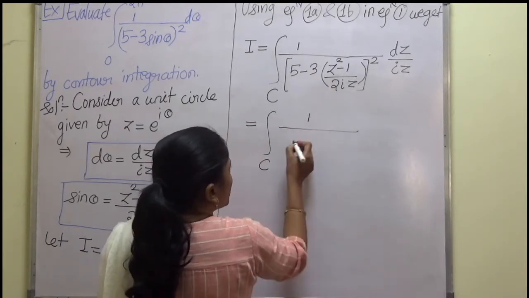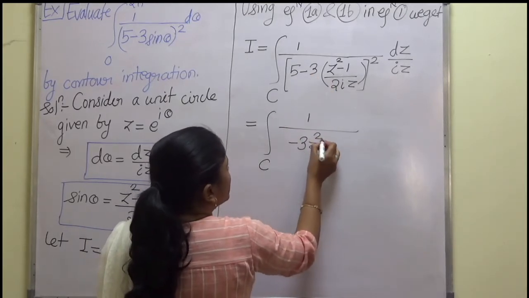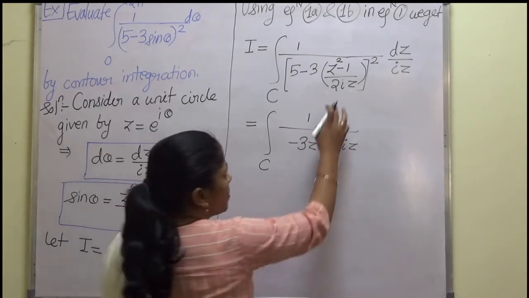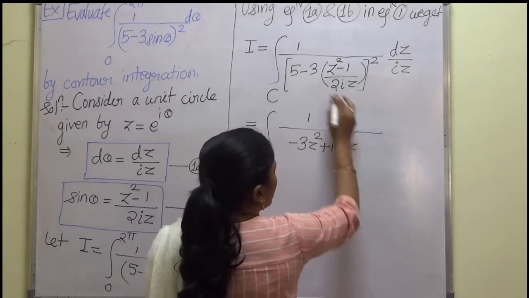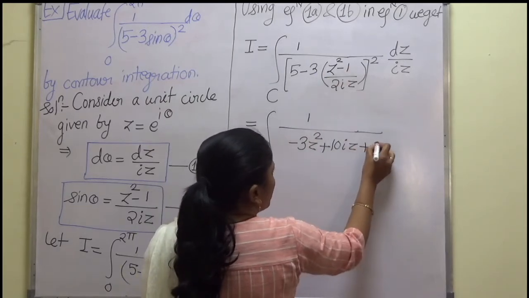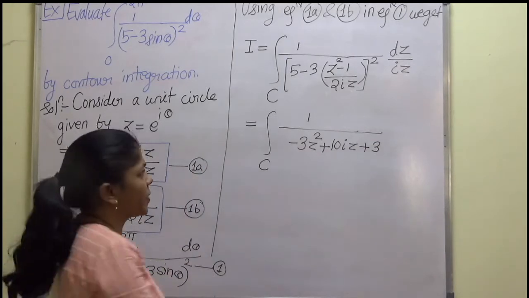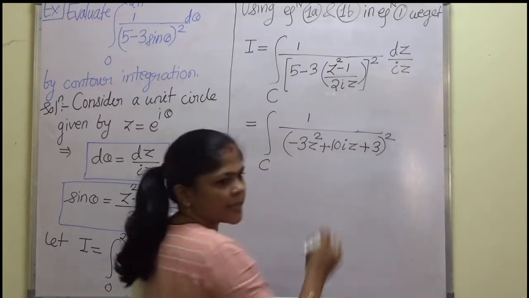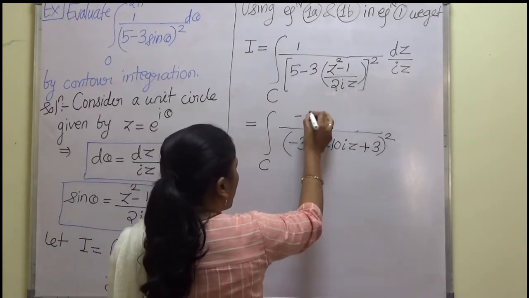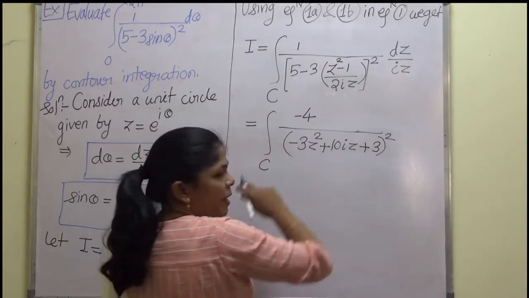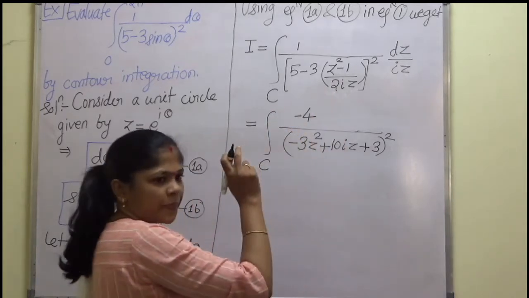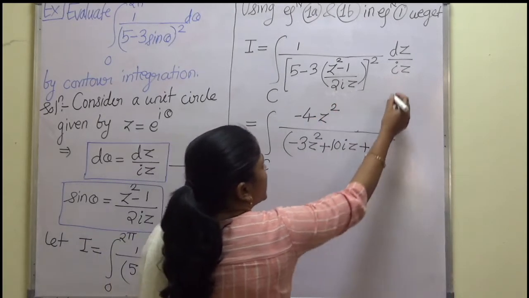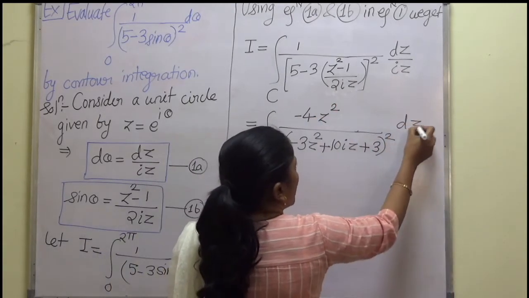So we have minus 3z square plus 10iz, multiplying 2iz with 5, and then plus 3 into 1, that is 3. Square of this upon square of 4iz. Square of 4iz will be minus 4 z square. Why minus? Because i square is minus 1. Square of 2 is 4. And then dz by iz.